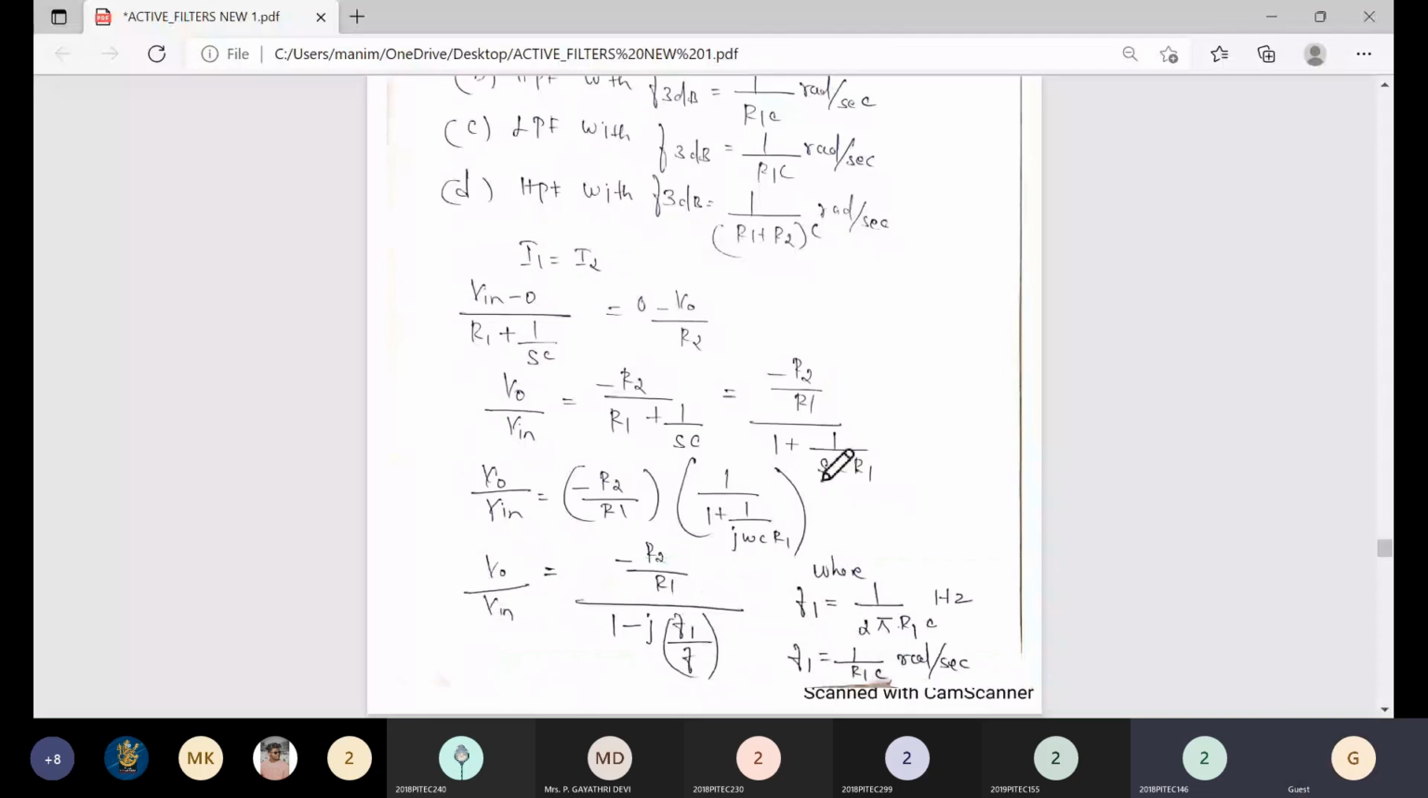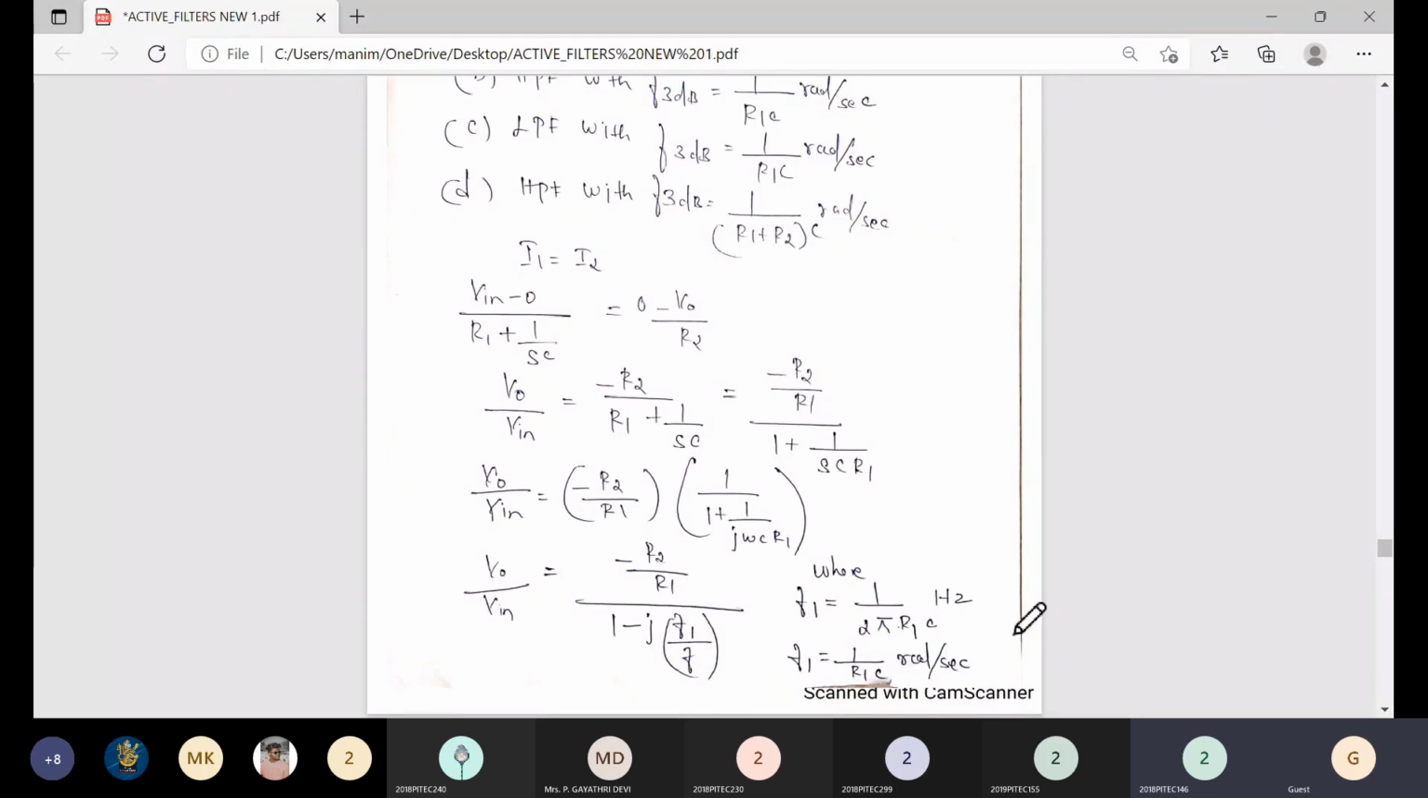You know that omega is 2 pi f. So V0 divided by V in is nothing but minus R2 by R1 divided by 1 minus j F1 divided by F. Here F is the actual frequency and F1 is the cutoff frequency. So what is the cutoff frequency? Correlating these two terms, F1 should be 1 by 2 pi R1C.